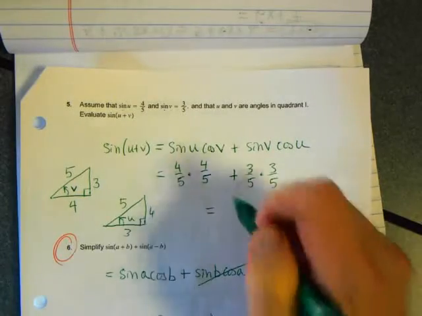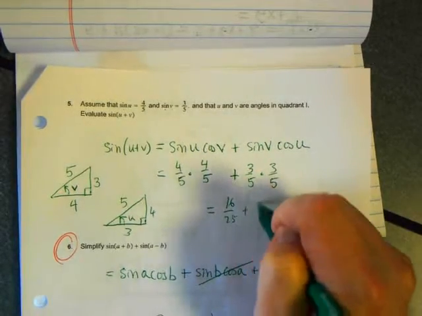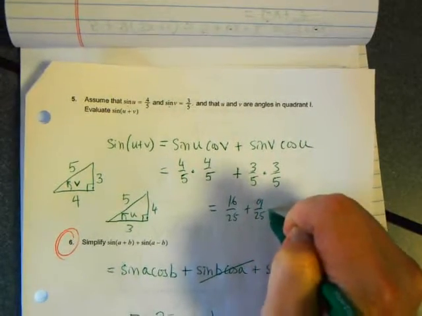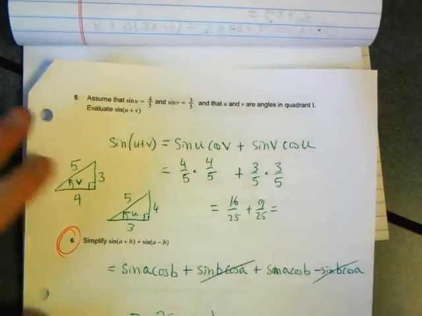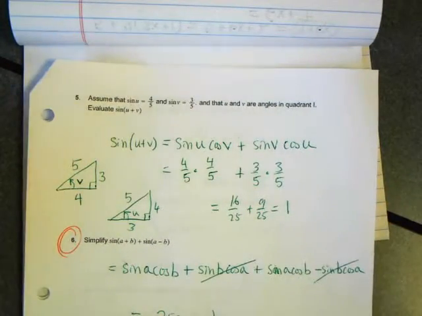So looks like my answer is 16 over 25 plus 9 over 25, which is 25 over 25, which is a fancy way of saying 1. Questions on that?